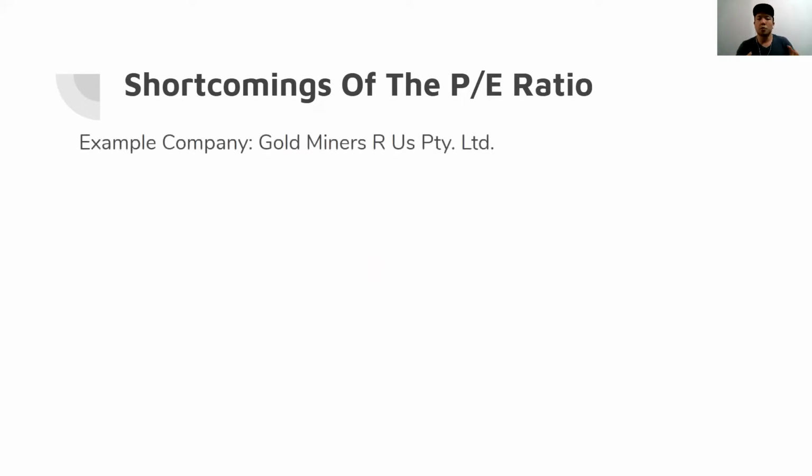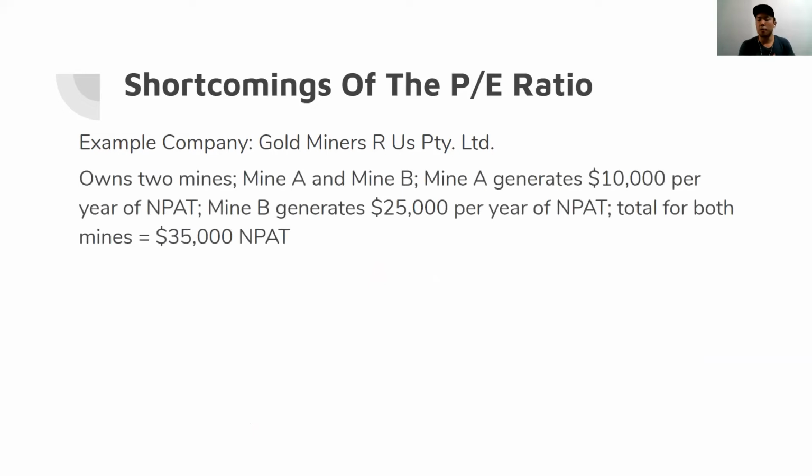I'm going to use an example, a made up gold mining company called Gold Miners Are Us. The company operates two mines. One mine makes $10,000 per year of net profit after tax, and the other makes $25,000, for a total of $35,000 a year. So you might think, great, I get $35,000 a year, so if I put $350,000 into it, I'll make all my money back in 10 years, and everything on top of that is cream on top.